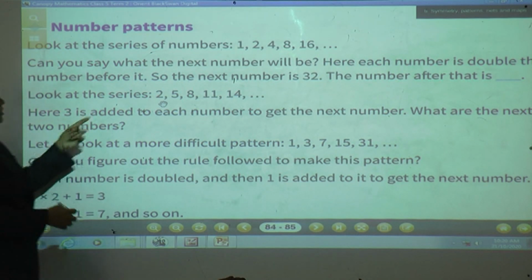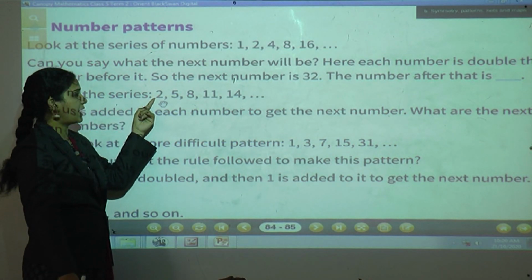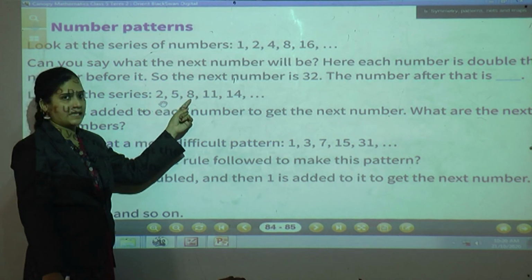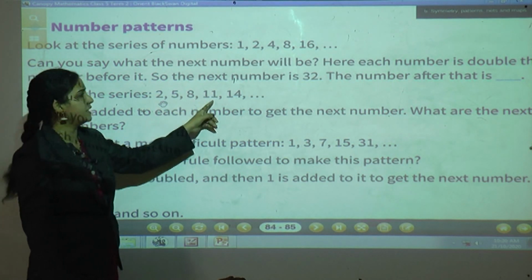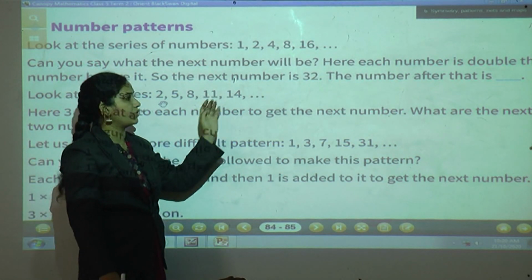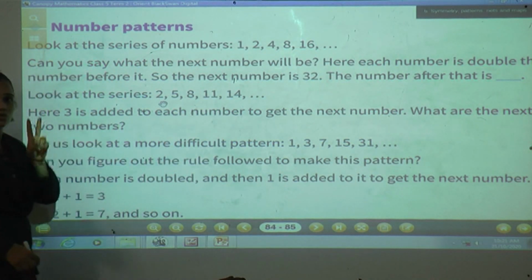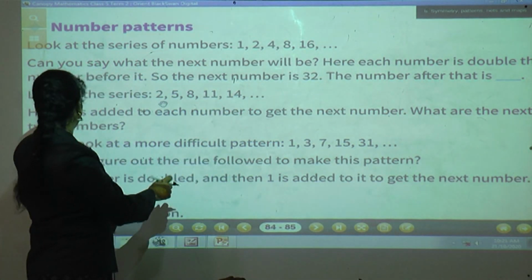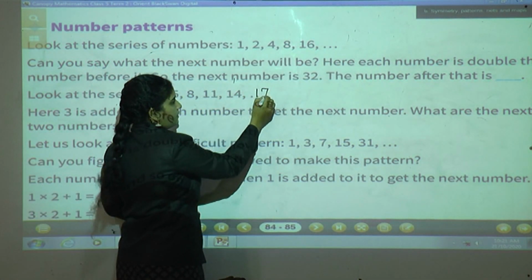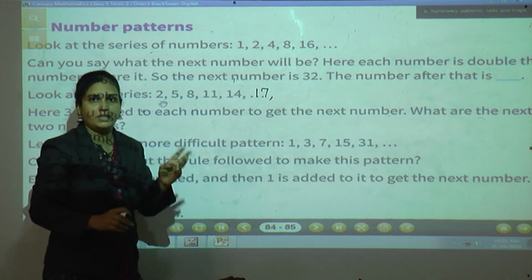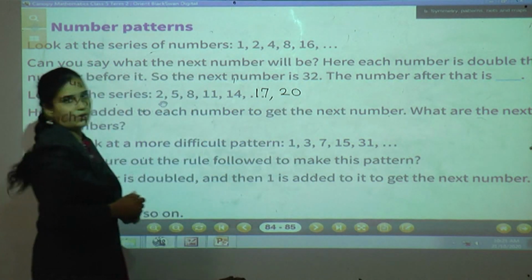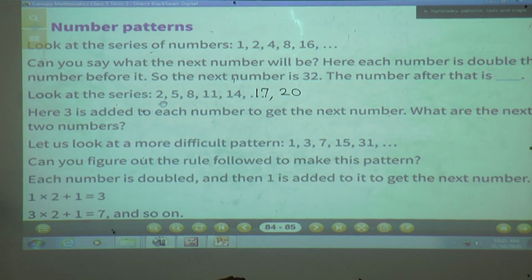See students, if we add 3 to 2, we'll get 5. 5 plus 3, 8. 8 plus 3, 11. 11 plus 3, 14. Now we want the next two numbers. So just add 3 to 14, you will get 17. And again add 3 to 17, you will get 20. Okay, now all of you understood?